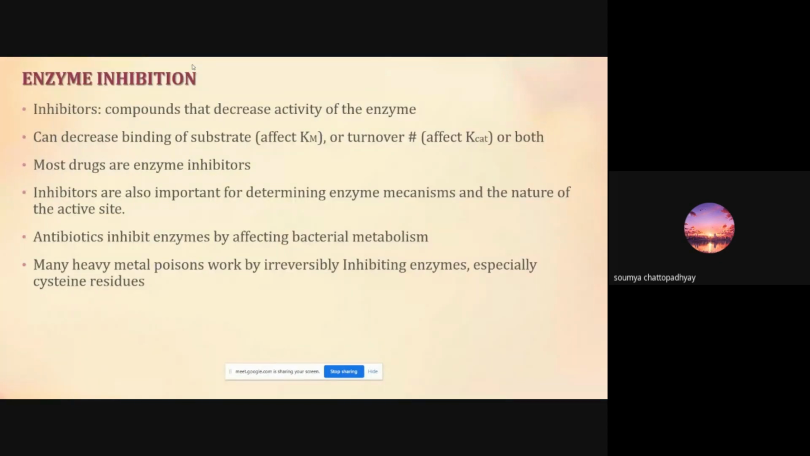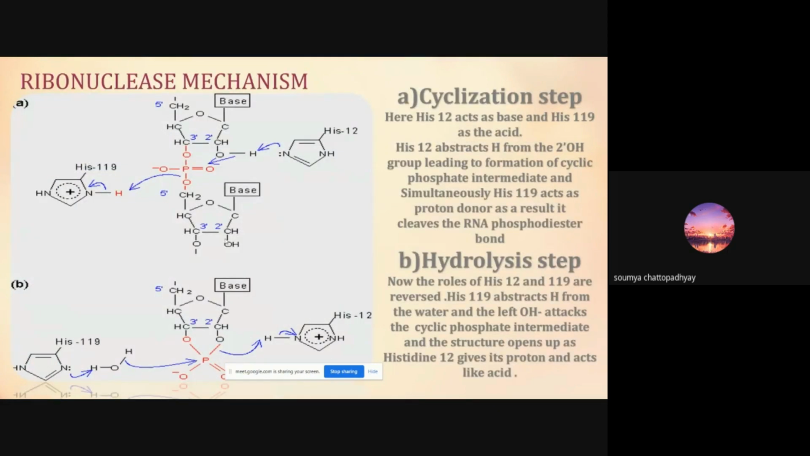Now, the next topic we will talk about is enzyme inhibition. There are certain inhibitors which inhibit the enzymatic property. They can decrease the binding of the substrate, and basically most drugs are enzyme inhibitors. The best example is the antibiotics which we use. They inhibit the enzymes of the bacteria by affecting its bacterial metabolism. On the last slide, I will be talking about the ribonuclease mechanism.